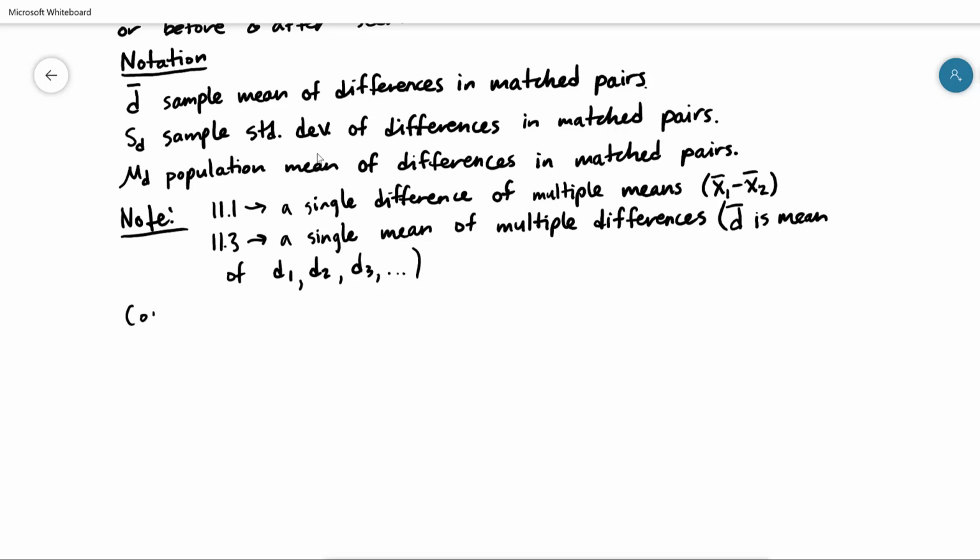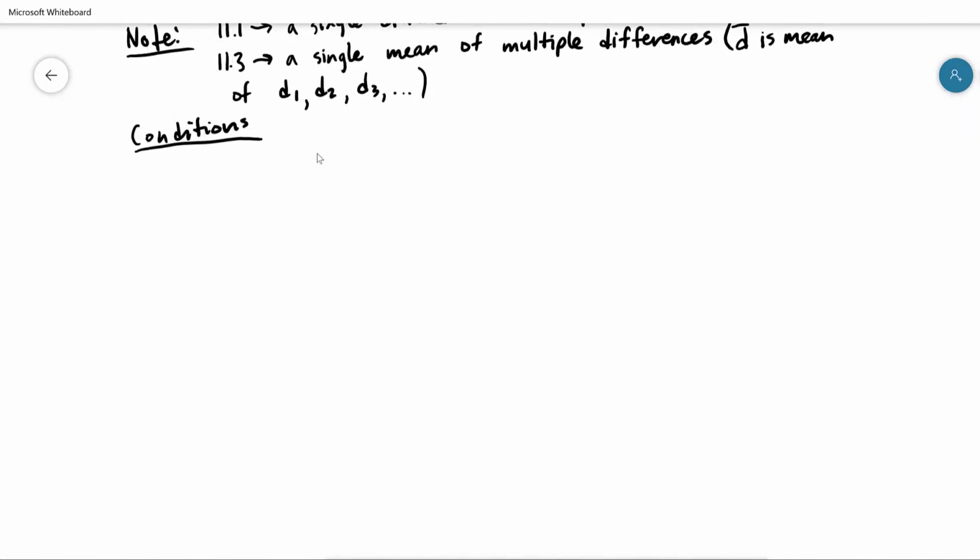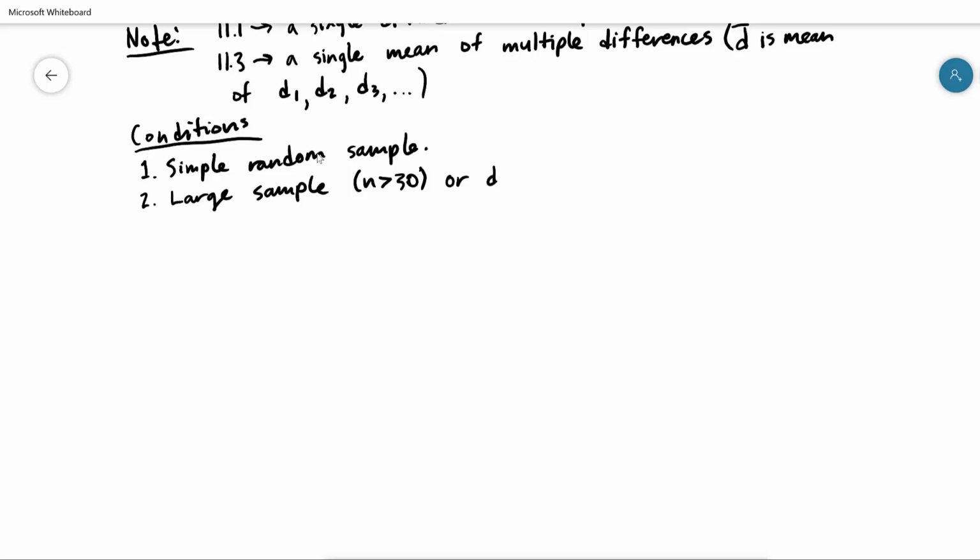We have some conditions for this type of test. They're the same conditions that we've seen in problems that don't involve population proportion. So in all of the ones that involve means, we need a simple random sample, and we need the sample to be large. So a large sample, meaning we want n to be greater than 30, or we want the population that we're drawing from to be approximately normal.